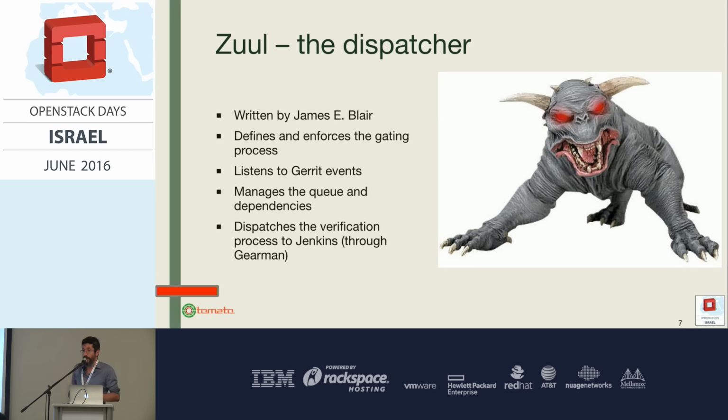Now, what Gerrit does is it emits an event stream. So each time a change set is committed to Gerrit, or someone comments on a change in Gerrit, or someone approves a code change in Gerrit, Zuul listens to the event stream and gets the respective events. And then what it does, it defines the gating process. It defines the checks that the code change has to pass.